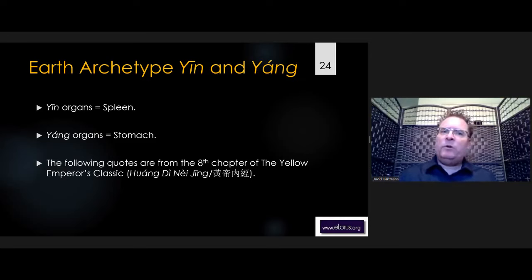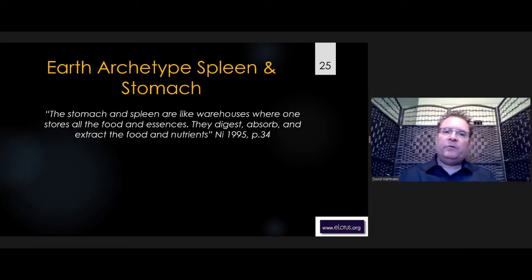The yin and yang organs of the earth archetype are spleen and stomach. And for whatever reason, the Yellow Emperor Classic, this one's the Su Wen, they didn't split spleen and stomach up into individual organ sections like they did with most of the other organs. And the quote is that the stomach and spleen are like warehouses where one stores all of the food and essences. They digest, absorb, and extract the food and nutrients.